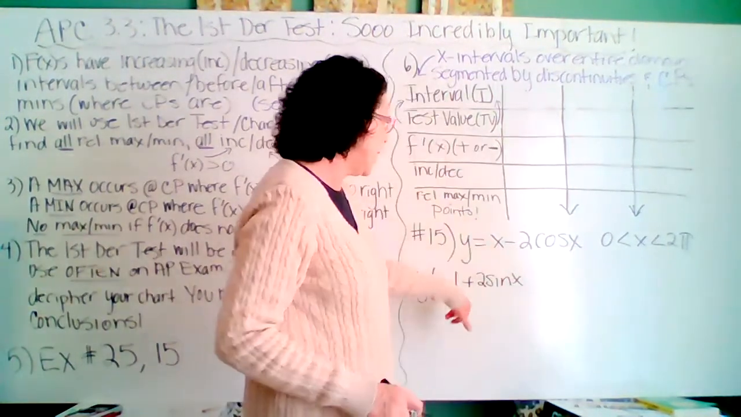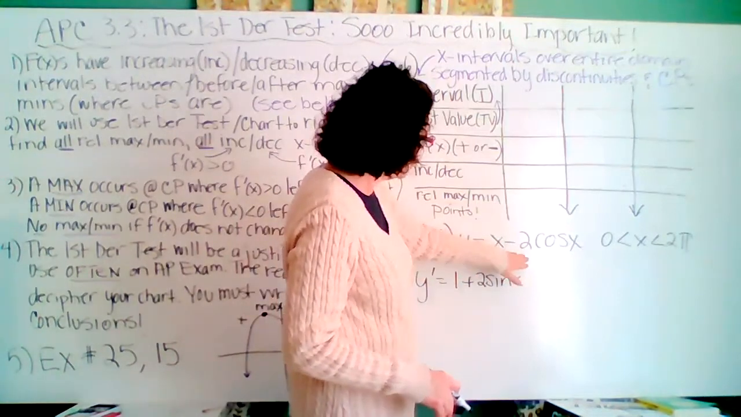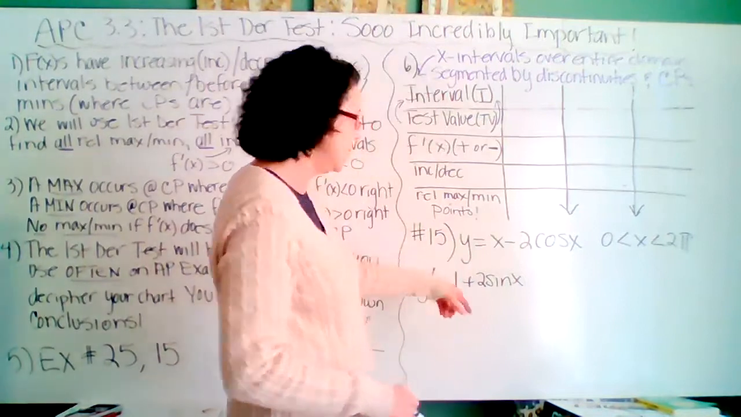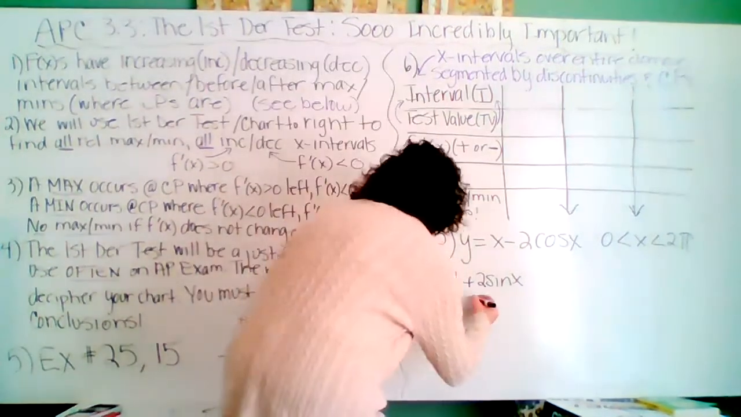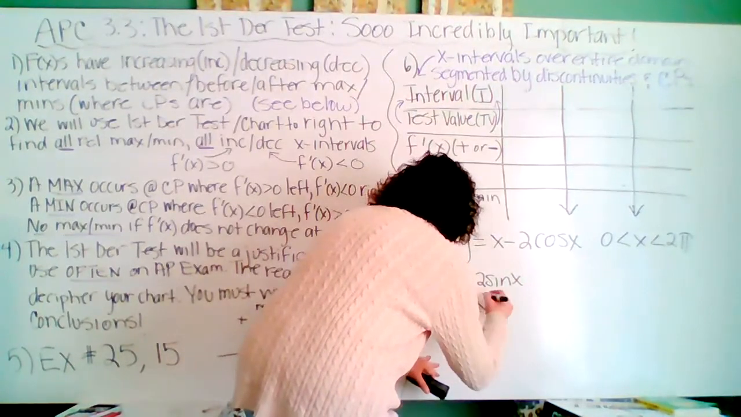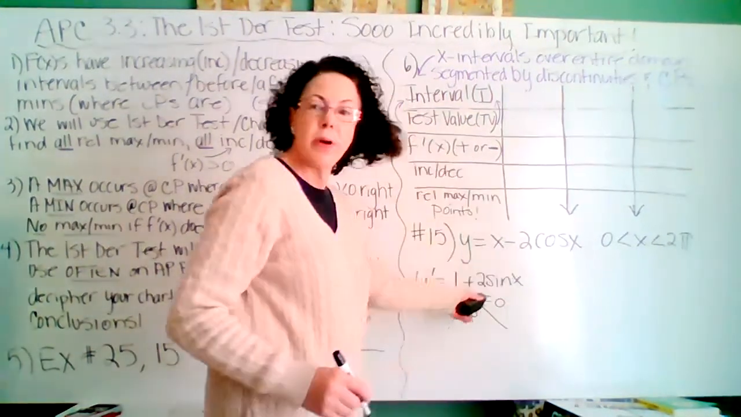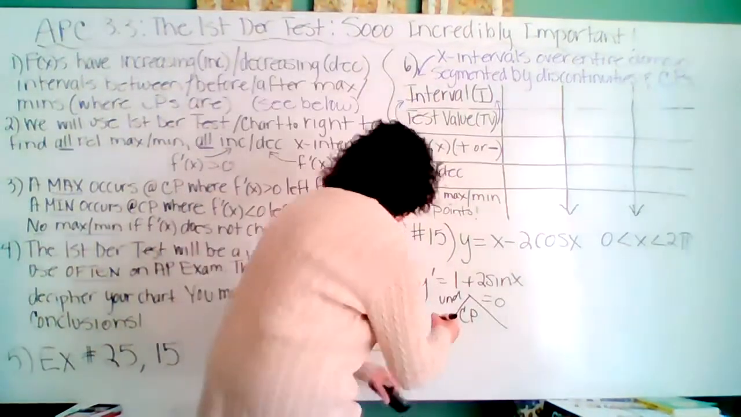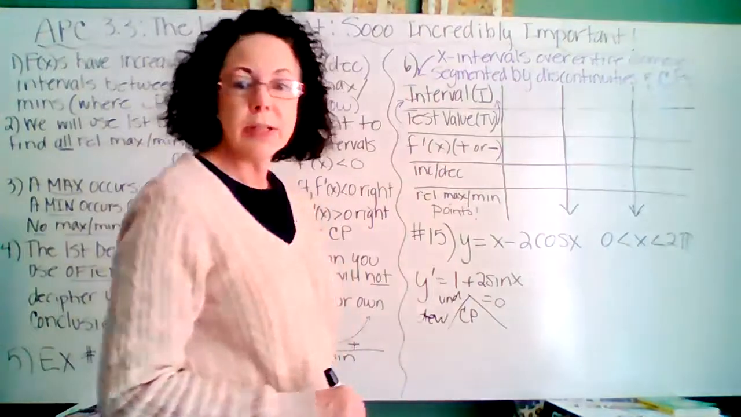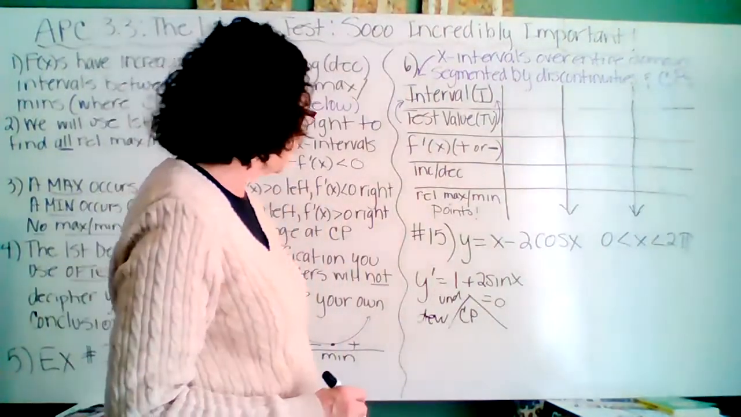Let's see, 1 obviously here, and then we have the 2, and the derivative of cosine is a negative sign, and now it's positive. Okay, let's do those critical points. Undefined and equal to 0. This expression is defined everywhere. Where is this equal to 0?